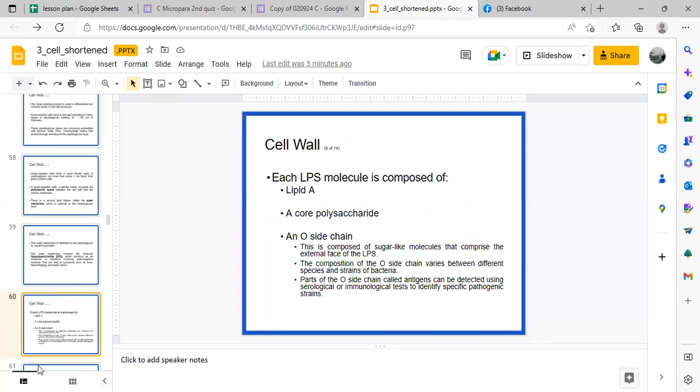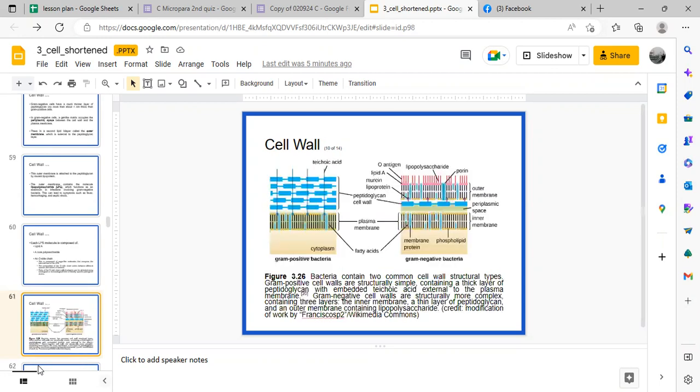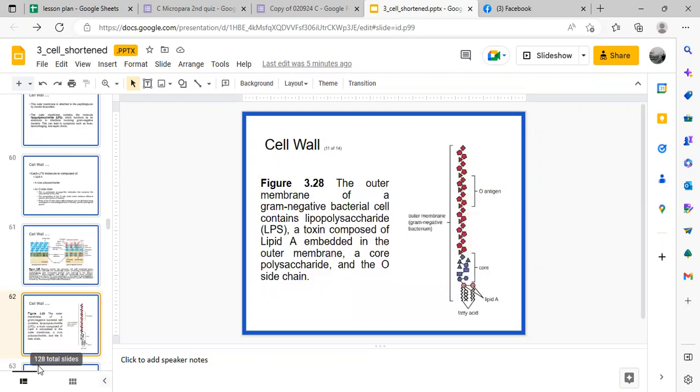So ano ang component ng LPS molecule? You have the lipid A, you have the core polysaccharide, and an O side chain. So tingnan natin yung structure niya. Ito yung structure ng LPS molecule mo.